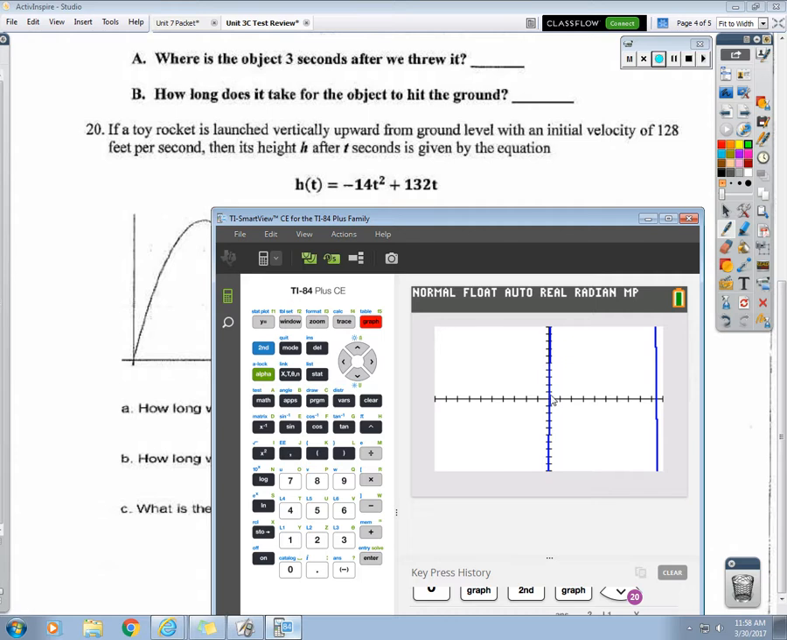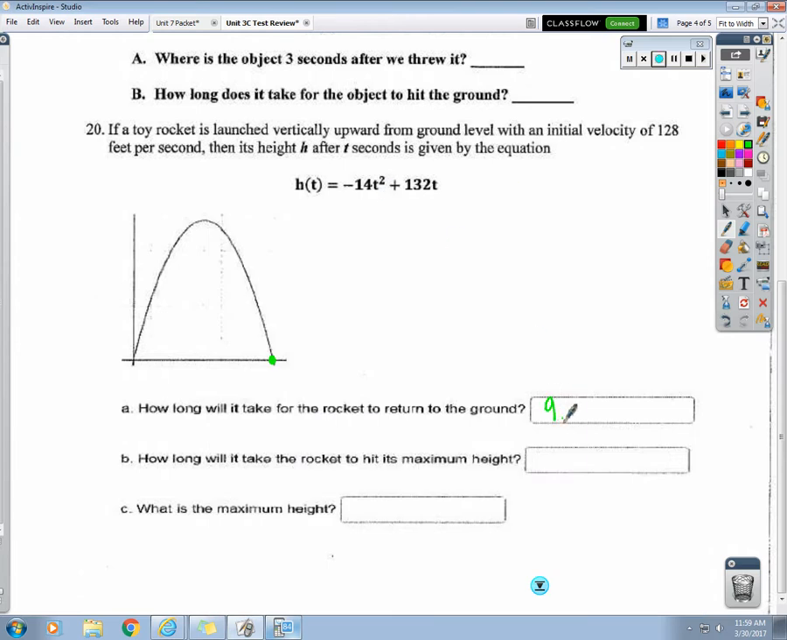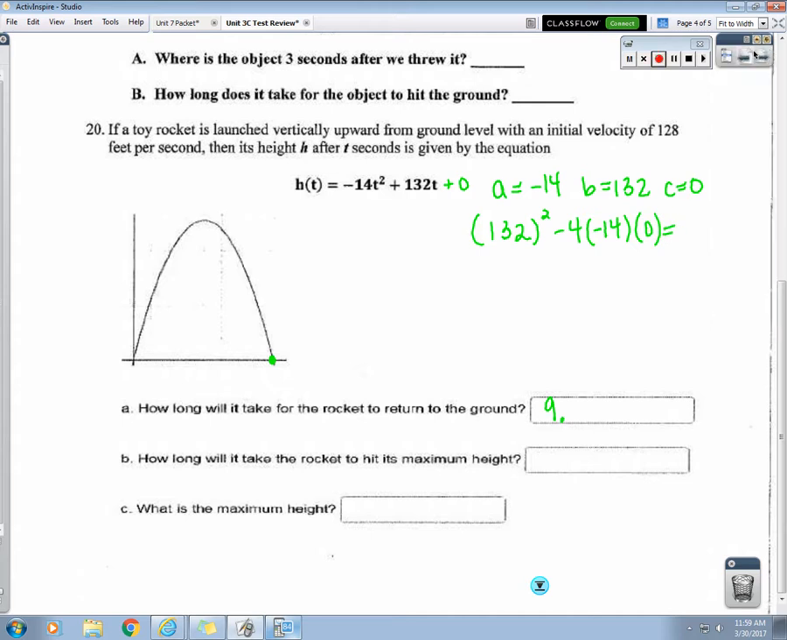Okay, here's when it was launched, 0 seconds, 0 feet. Here's when it hit the ground. It's obviously between 9 and 10, but since it's a decimal value, the way we're going to have to figure it out exactly is the quadratic formula, because it's 9 point something. So A is negative 14, B is 132, and then there's no constant value, so it's 0 for C. So it'll be B squared minus 4 times your A value times your C value. Okay, go ahead and type that in. And then you're going to get 17,424 for your discriminant.